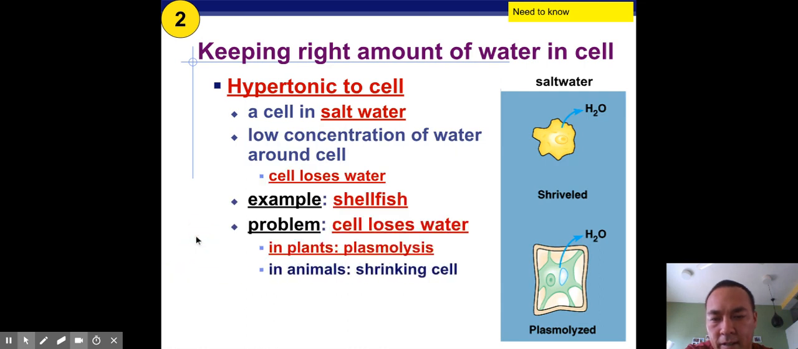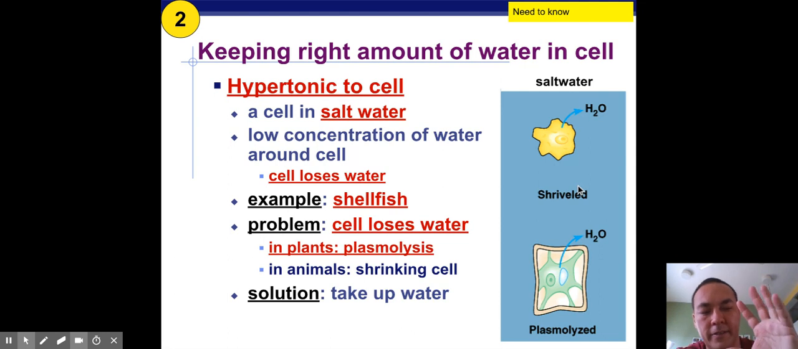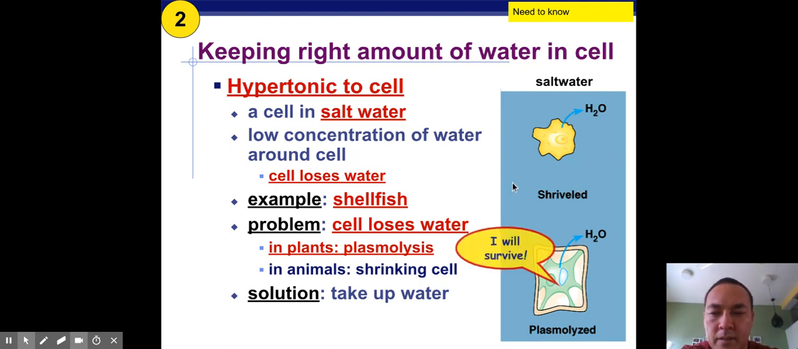Here's an example for hypertonic, right? So the cell's losing water. For example, shellfish, they're going to have to figure out some way to take up water. So this would be like salt water out here. Like when you go in the ocean and your fingers get all wrinkled up. And then the right amount is isotonic, such as our blood.